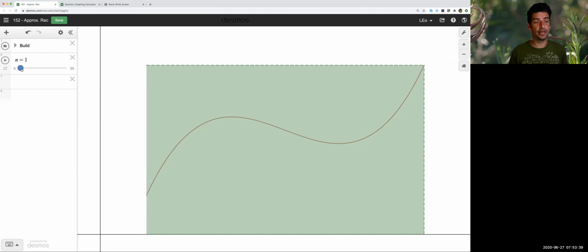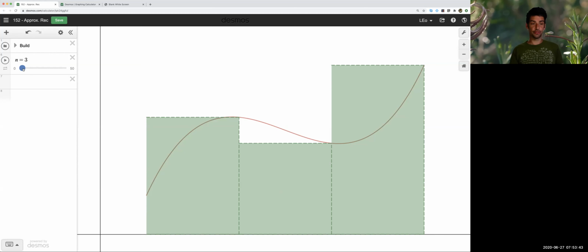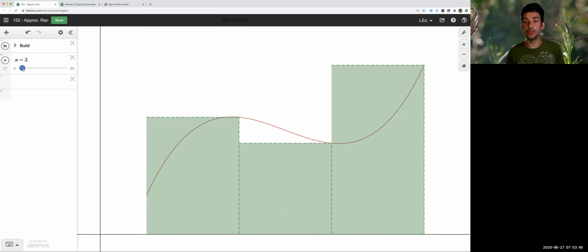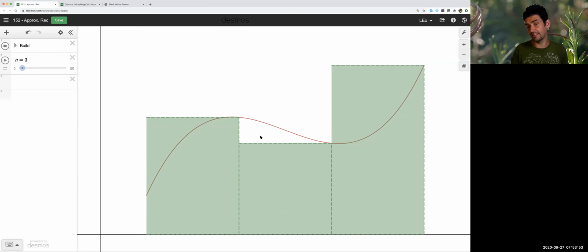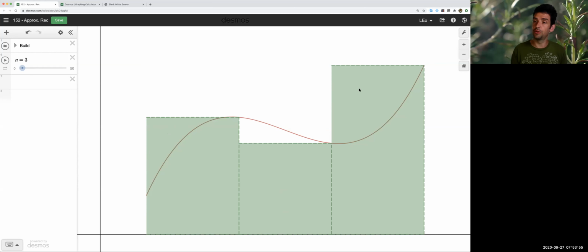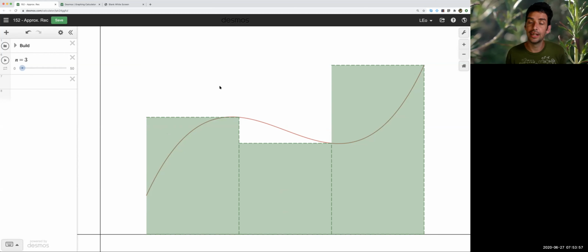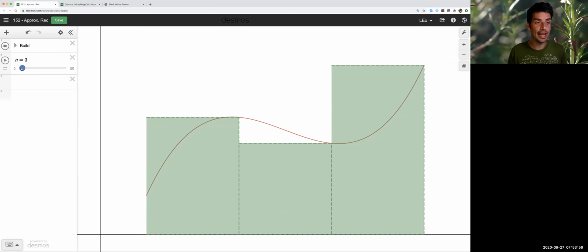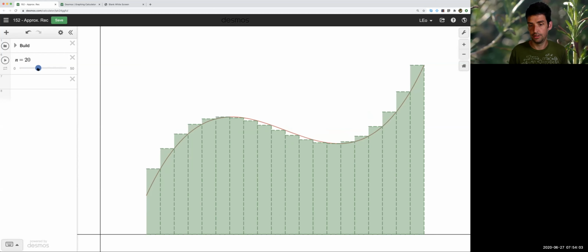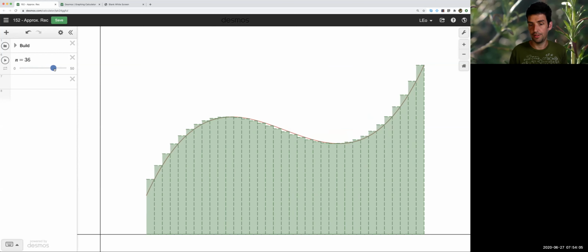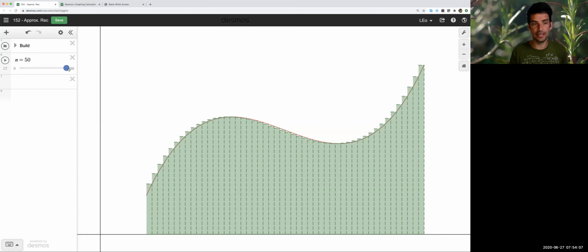Well, we can make our approximation much better by adding rectangles. Here I've gone up to 3 rectangles. Notice how much better of an approximation this is. We're getting a little extra area here. We're getting a little less than we want here. We're getting a little more than we want on this right-hand rectangle. As we increase the number of rectangles, this approximation is getting better and better.